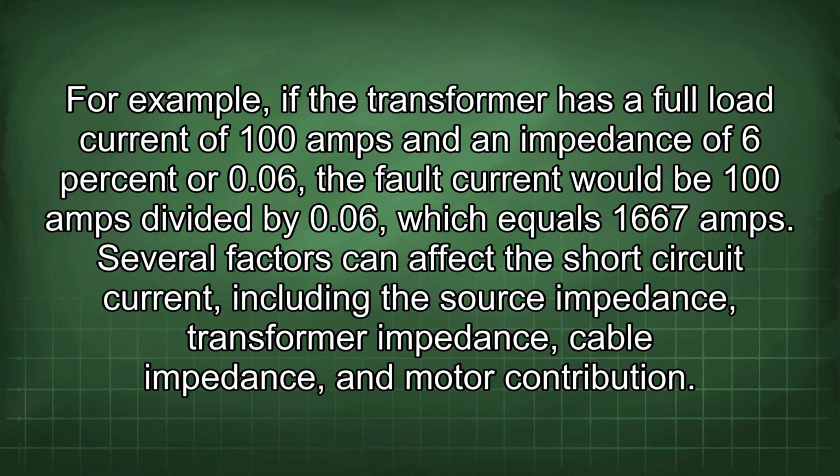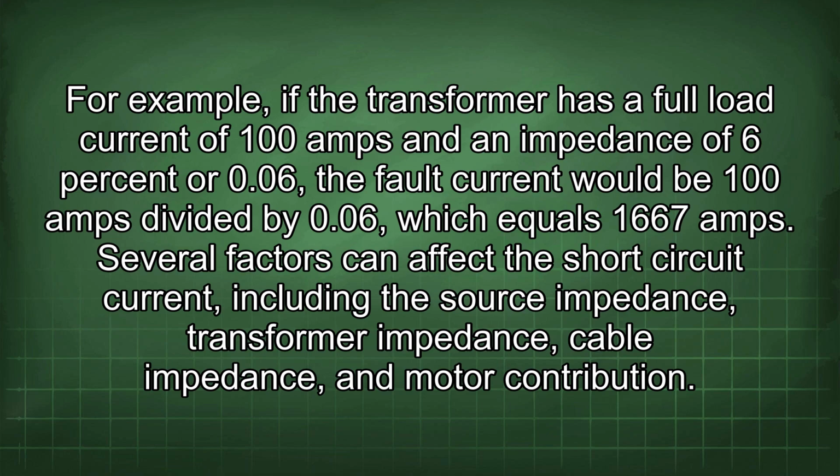For example, if the transformer has a full load current of 100 amps and an impedance of 6% or 0.6, the fault current would be 100 amps divided by 0.6, which equals 1667 amps.